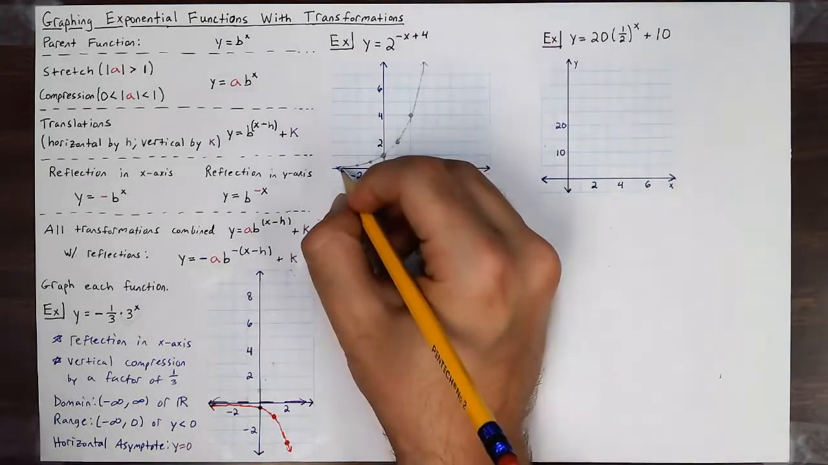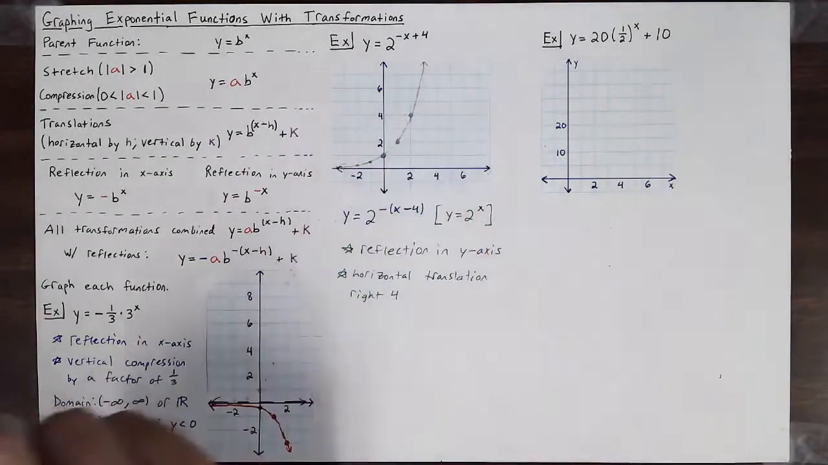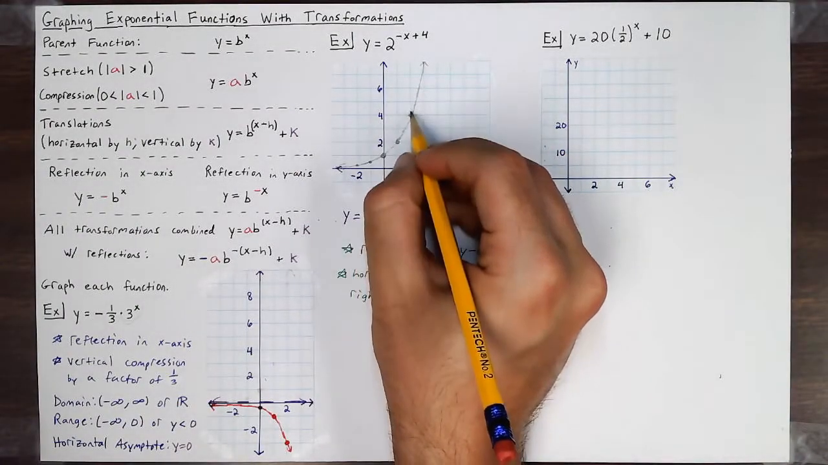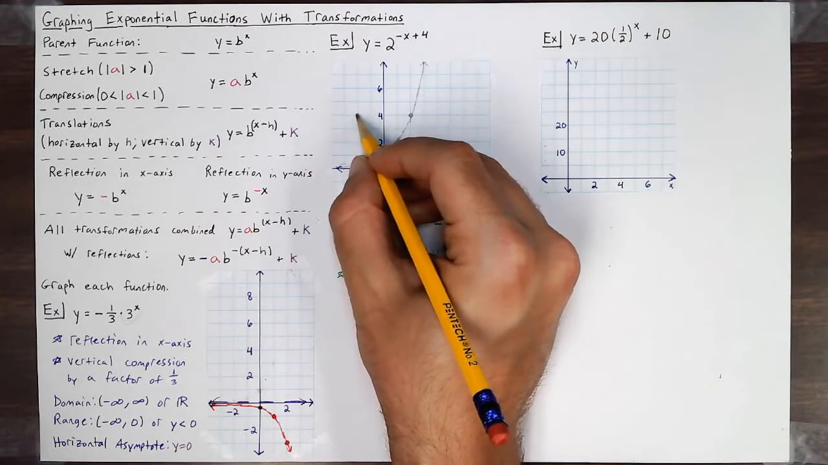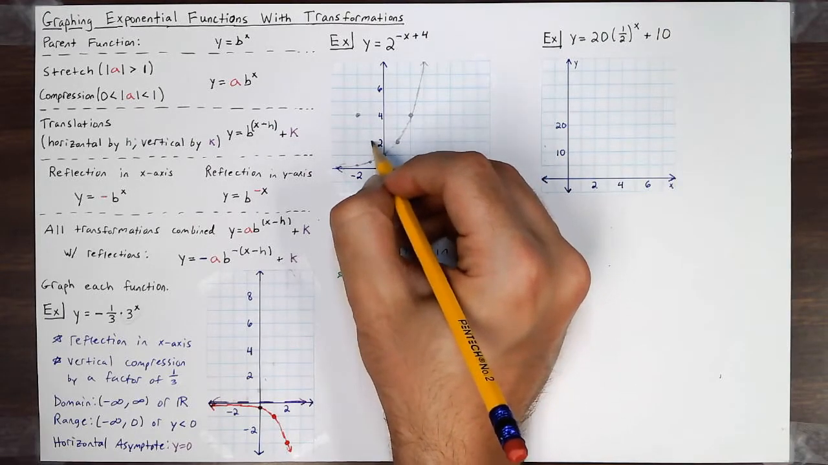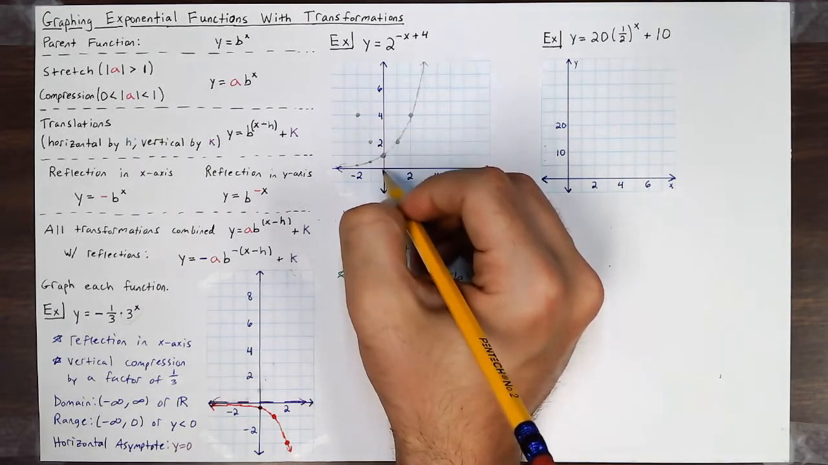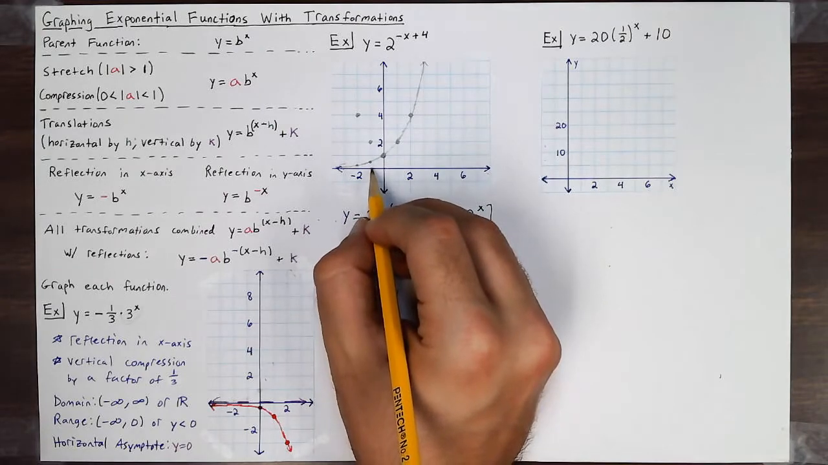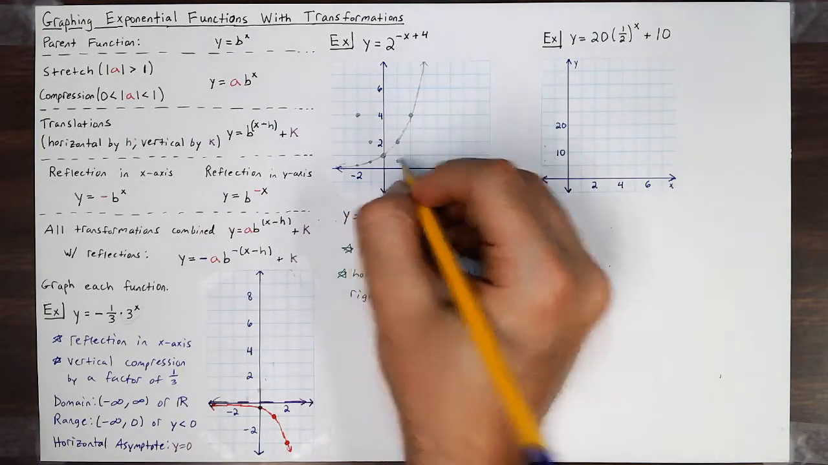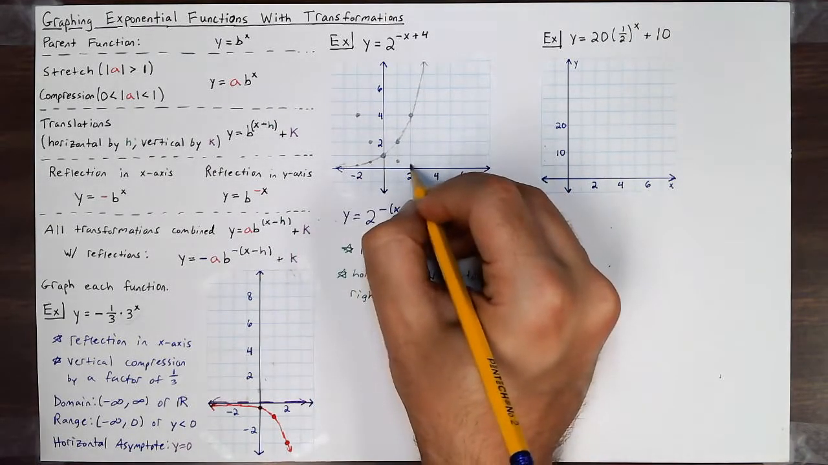Next up, I'm going to take care of this reflection in the y-axis, which means every point reflects across the y-axis. So this point reflects across from (2, 4) to (-2, 4). This point goes from (1, 2) to (-1, 2). The y-intercept stays the same. And then the point at (-1, 1/2) goes to (1, 1/2), and the point from (-2, 1/4) goes to (2, 1/4).